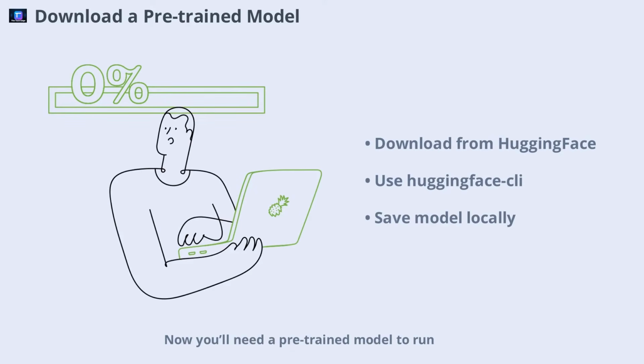Now, you'll need a pre-trained model to run. Head over to Hugging Face and download a model like BitNet b1.58 2B4T. Use the Hugging Face CLI tool to fetch the model and save it locally. This model is a great starting point for experimenting with BitNet.cpp. Once downloaded, you'll have everything you need to start running AI on your laptop.